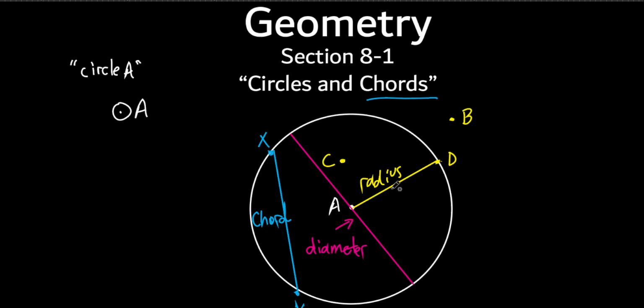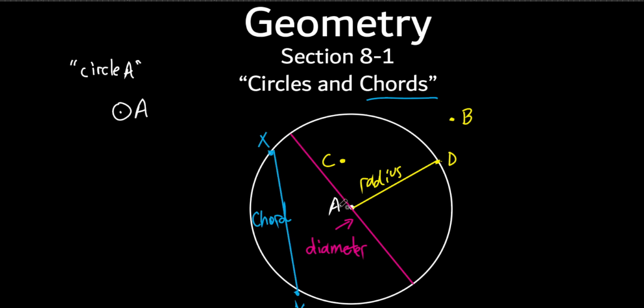Notice, is a radius a chord? Why not? Because it doesn't go all the way to the other side. It doesn't have two points on the actual circle. Is a diameter a chord? No, because it goes through the center. But it still has points on each side of the circle. I did say a diameter was a chord before.